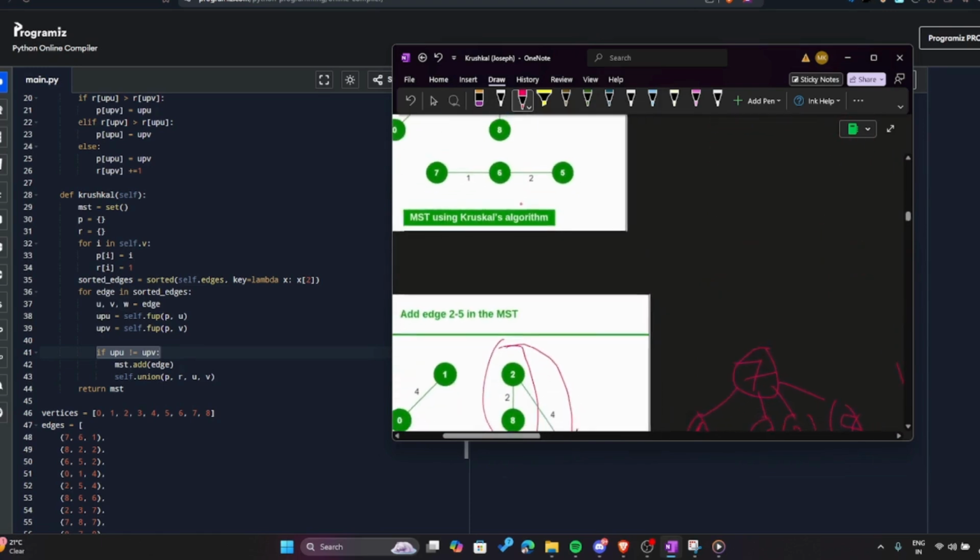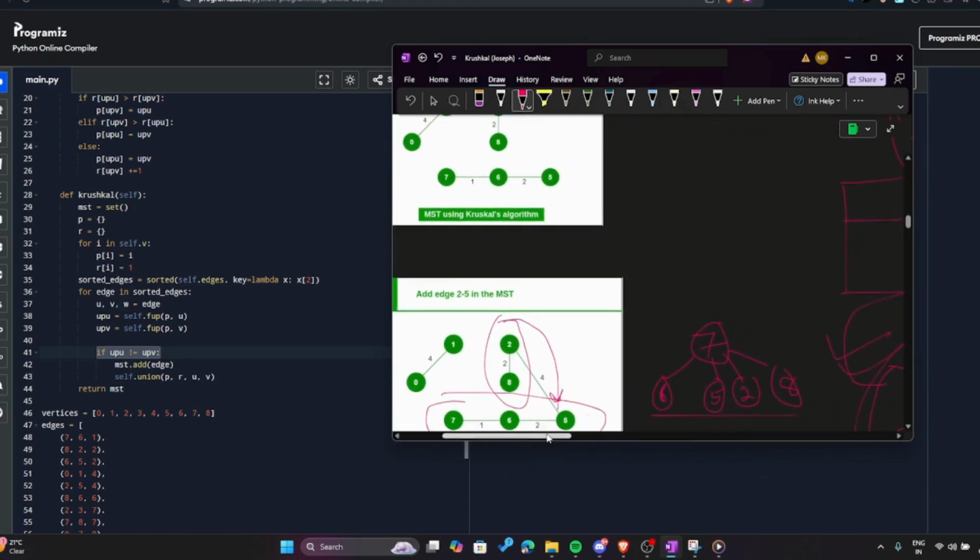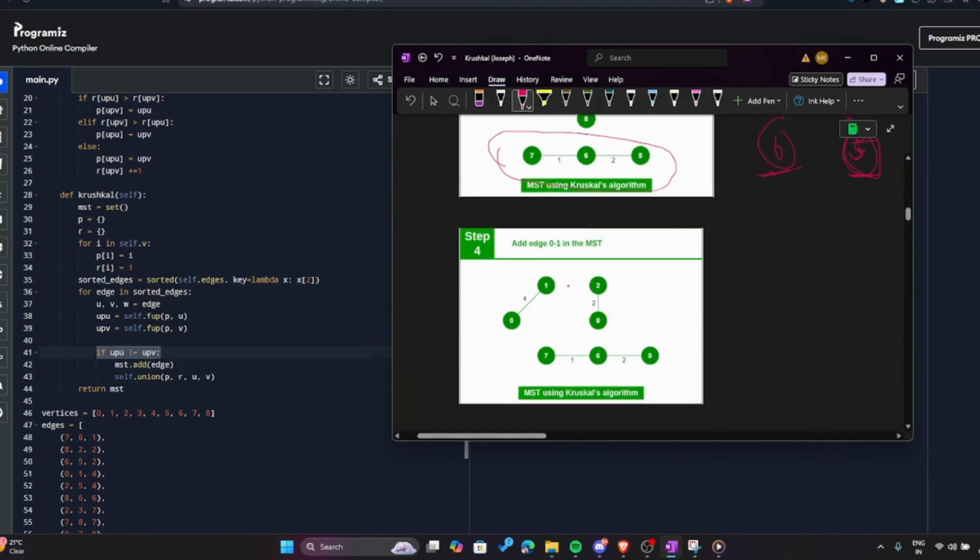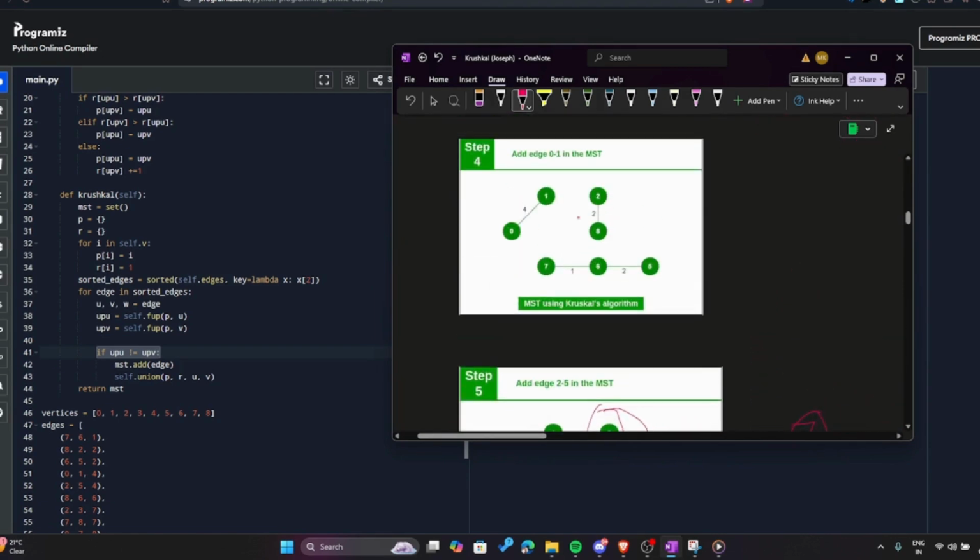Something like this. At this particular step, you want to add 2 and 5. As you can see, this component and this component are not connected, because this guy's parent is 2 and this guy's parent is, let's say, 7. So these two are not connected because their parent isn't the same. That is how you find it out.